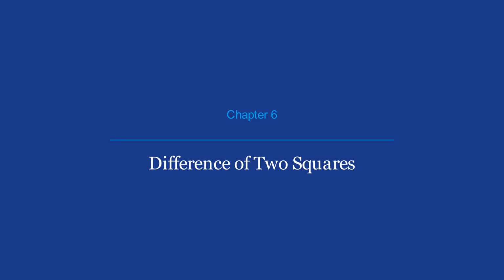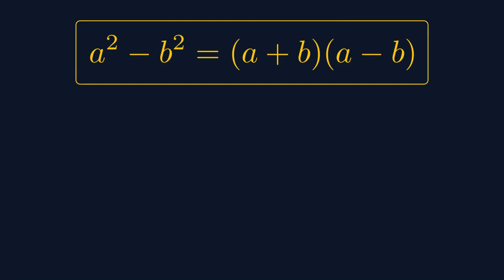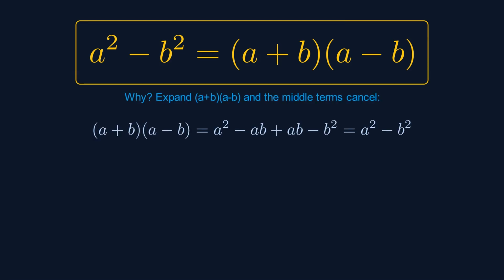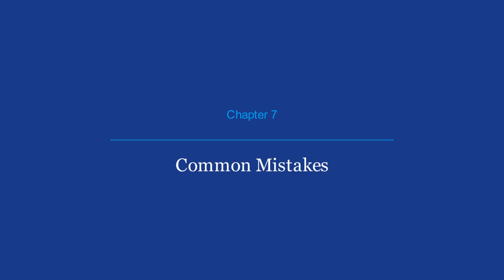Chapter 6, Difference of two squares. A special pattern worth knowing. a squared minus b squared always equals a plus b into a minus b. x squared minus 16 always equals x plus 4 into x minus 4. x squared minus 25, x plus 5 into x minus 5.